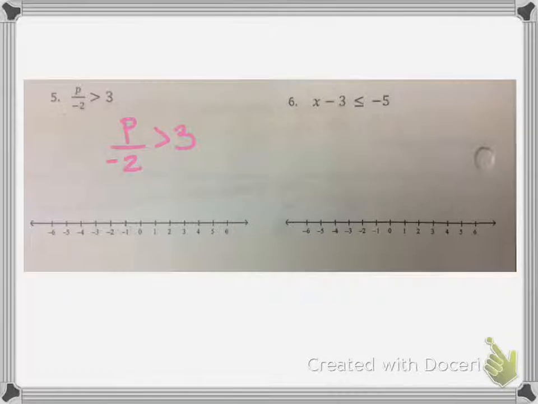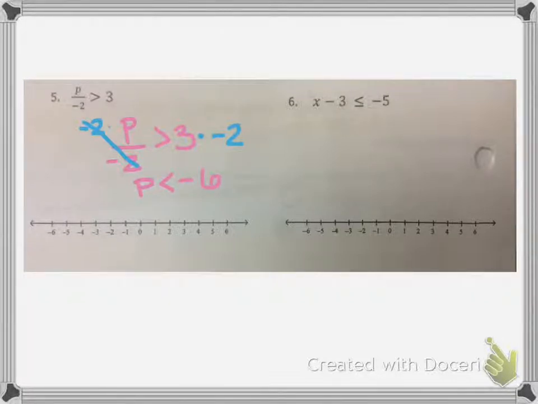Okay, so we're dividing here. P divided by negative 2. So to undo dividing, I need to multiply both sides by negative 2. So the 2's cancel. Negative 2 divided by negative 2 is 1. On this side, we're left with P. But since I multiplied by a negative number, I have to follow my special rule and flip-flop the inequality sign. So P is less than negative 6.